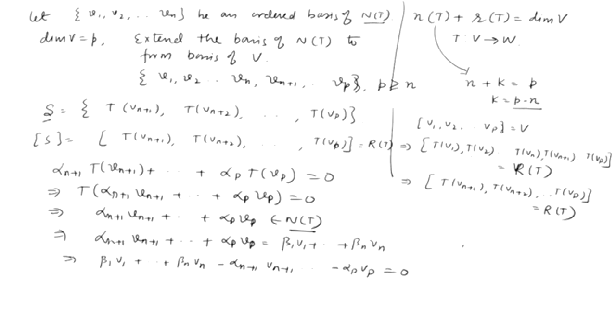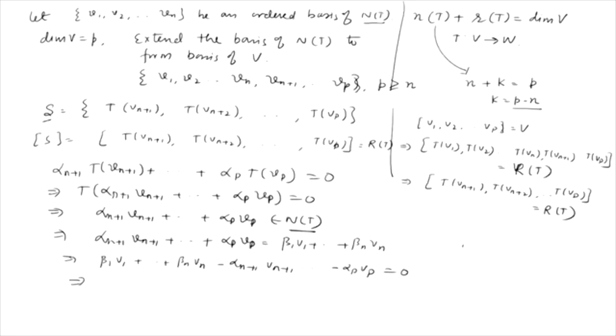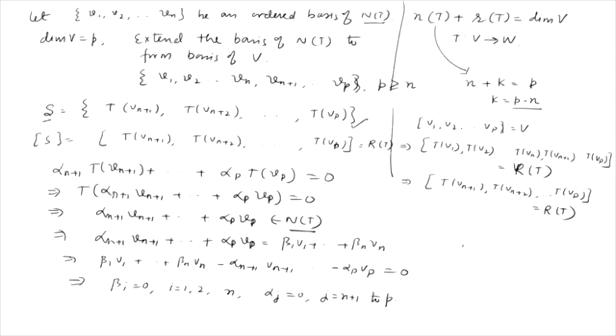But this set V1, V2 up to Vp is a basis of V, so it will be linearly independent. So this implies beta i's are 0 for i from 1 to n, and alpha j's are 0 for j from n plus 1 to p. So we have shown that alpha j's for j varying from n plus 1 to p are 0. This means this set is linearly independent. So we have shown that this is linearly independent, and the span of this is equal to RT. That means this is a basis of RT, and hence we have shown the result.